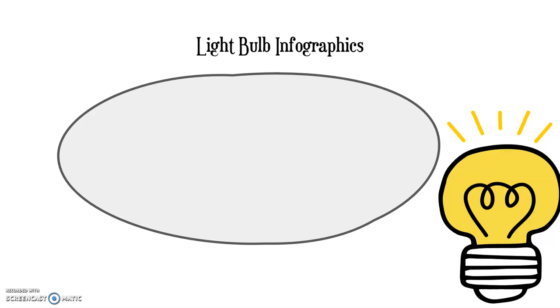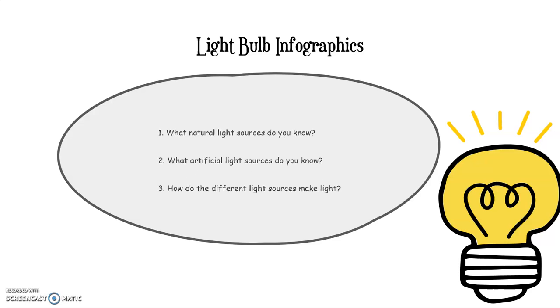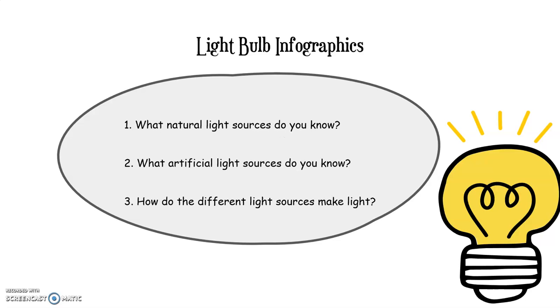Next. Now, I have the question. I want you to answer and then write down in your science book. Number 1, what natural light sources do you know? What's the example of light sources that you know? Okay, you can write down the answer, yeah? The sun, stars, some animals like fireflies and glowworms.